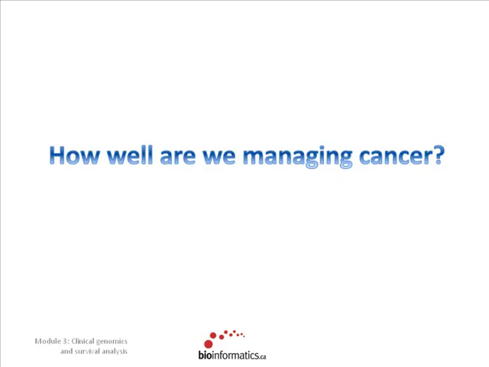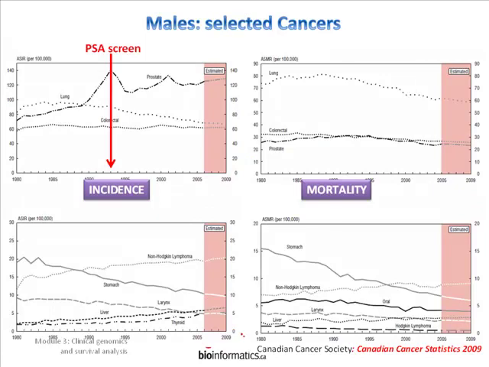So the question here now is, are we really managing cancer, and where are we in this fight? If you look at the statistics, and this comes from the Canadian Cancer Society, of the incidence rate and mortality rate for a few selected cancer types, there is actually a very interesting trend. So let's look at the males. These are different cancers. On the left, you have incidence. On the right, you have mortality. So this is lung cancer. The incidence rate goes down because of the increasing awareness of smoking as a risk factor.